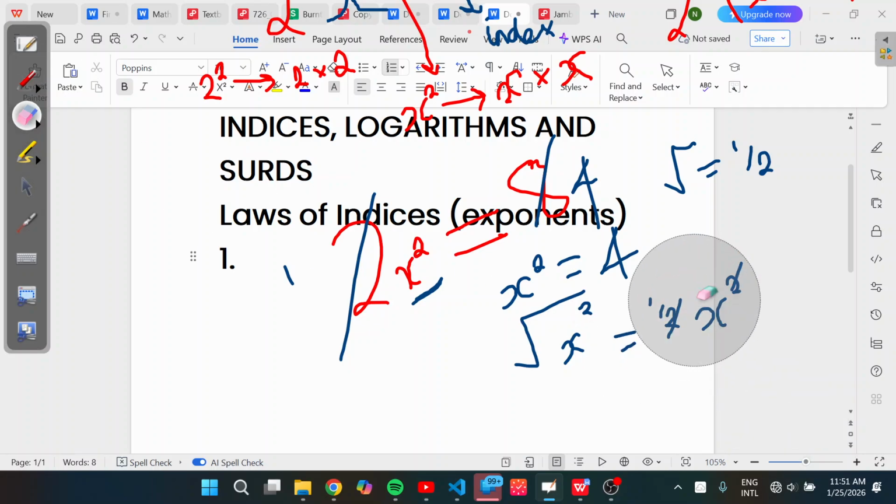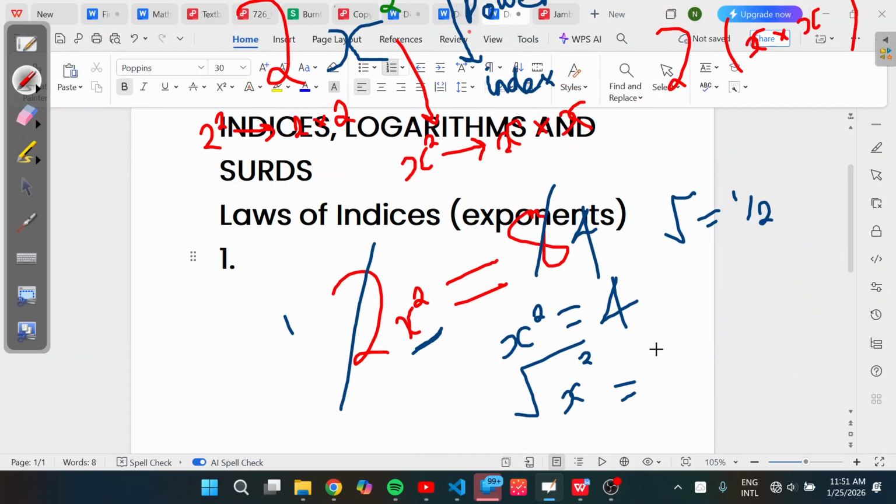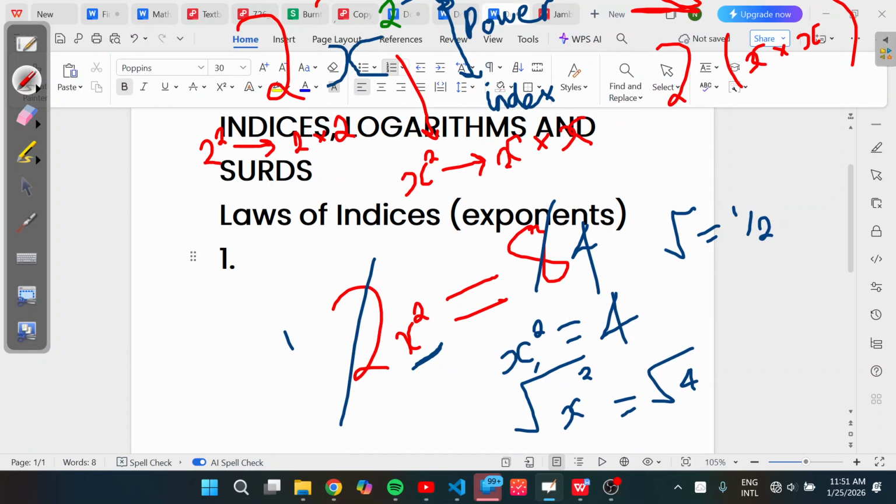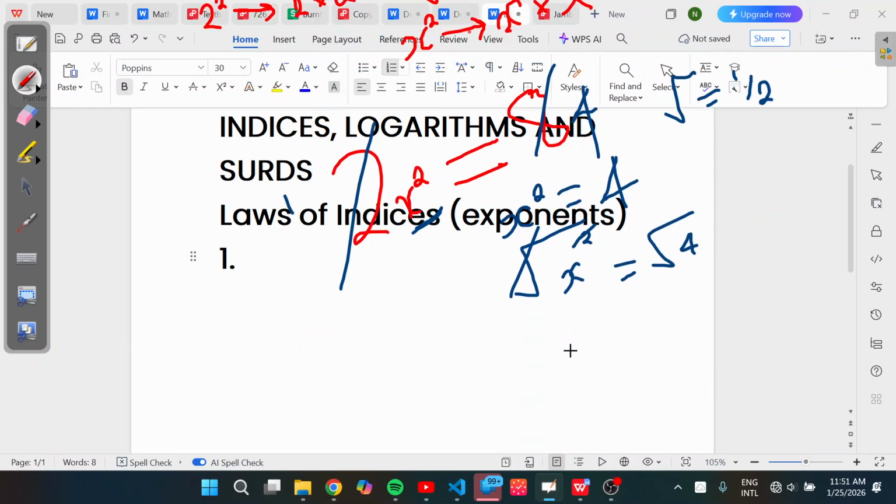So let me just wipe that off. So we're doing the square root of both sides. So we're also going to do the square root of 4. So this square root here is going to cancel the square. And the square root of 4, if you input that into your calculator, you're going to get 2. So x is equal to 2.